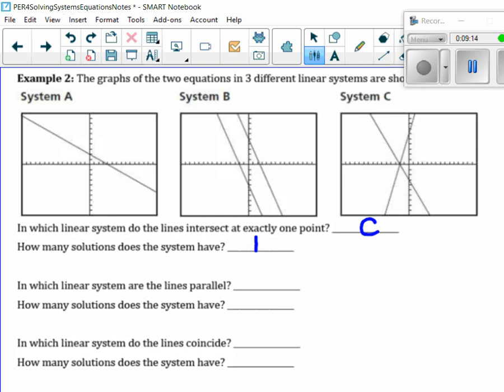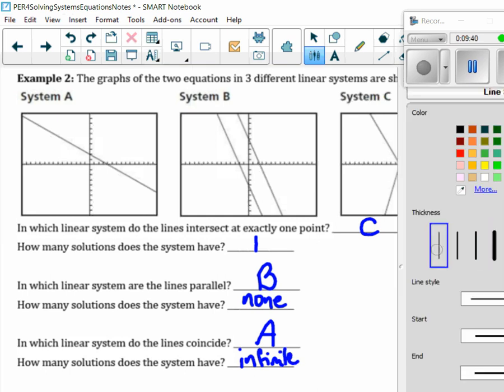In which linear system are the lines parallel? B. How many solutions does this have? None. Or you can write 0. In which linear system do the lines coincide? Well, there's only one left. A. And how many solutions does it have? Infinite. Or you can say infinitely many. It's up to you. Okay, so now we're going to solve these.